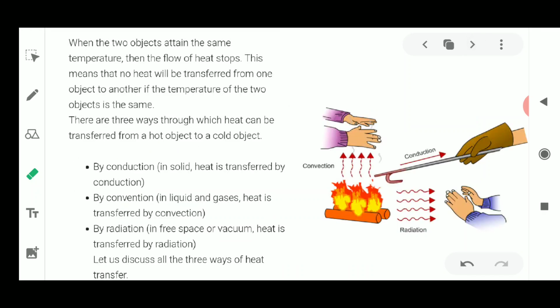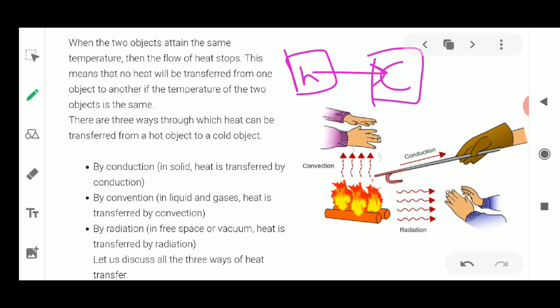Now next, when the two objects attain the same temperature, then this flow of heat stops. The next question arises: till what time will this flow of heat take place, and when is it going to stop? When there is a temperature difference, when one object is hot and the other is cold, heat is going to flow from the hot object to the cold object, and it is going to flow till the temperature of these two objects becomes equal. So heat flow stops once both objects are at the same temperature. This means that no heat will be transferred from one object to another if the temperature of these two objects is the same.